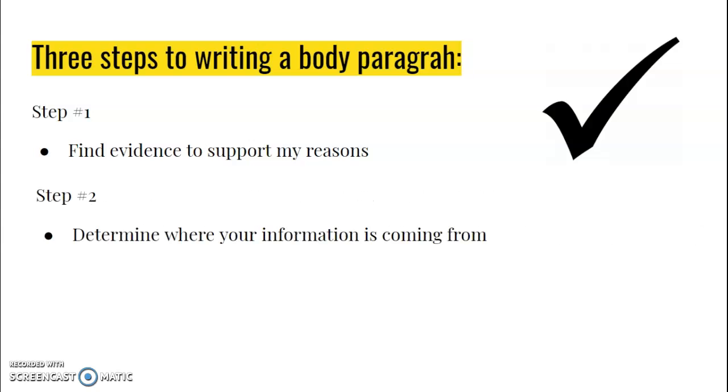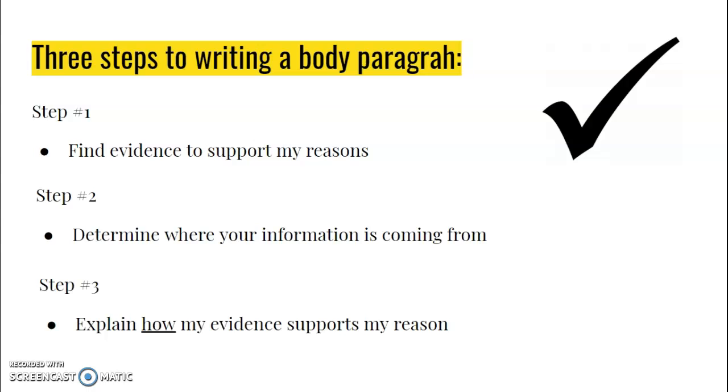After you found your evidence, you need to determine where your information is coming from. That means what is the title and who is the author of the source that you're using. And then step 3 is that you need to explain how my evidence supports my reason. And this can be tricky for 6th graders. This is where you have to make a connection between what you found in an article, your evidence, and your reason. You have to explain why it's important.